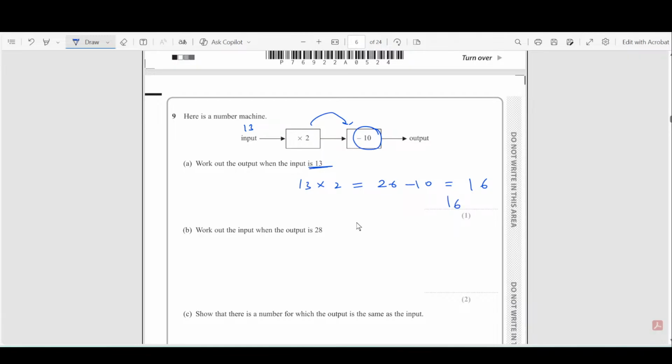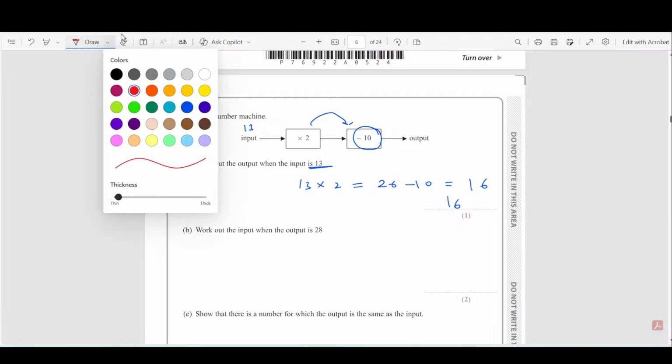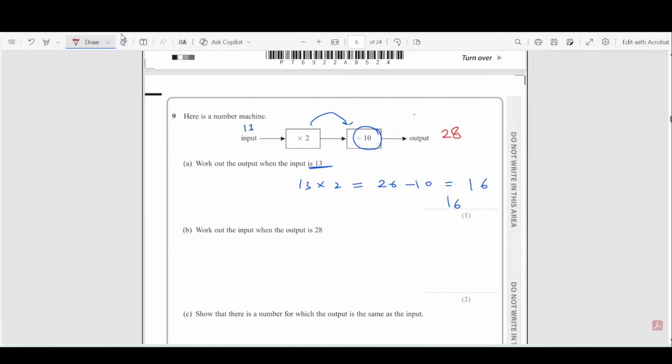Work out the input when the output is 28. So this time it is opposite. The output is given. Let me use a different color. The output is 28 this time, right? So let's do the opposite. Like this is minus 10, right? So 28 plus 10, we get 38, right?